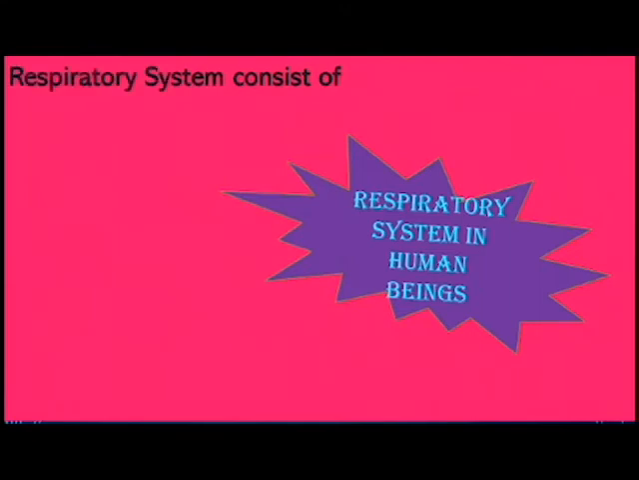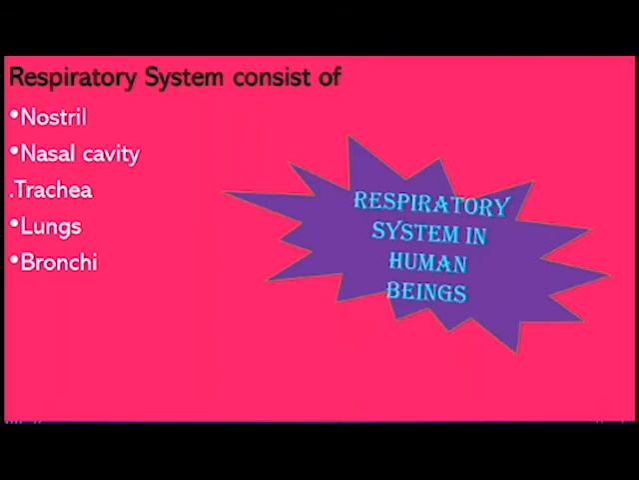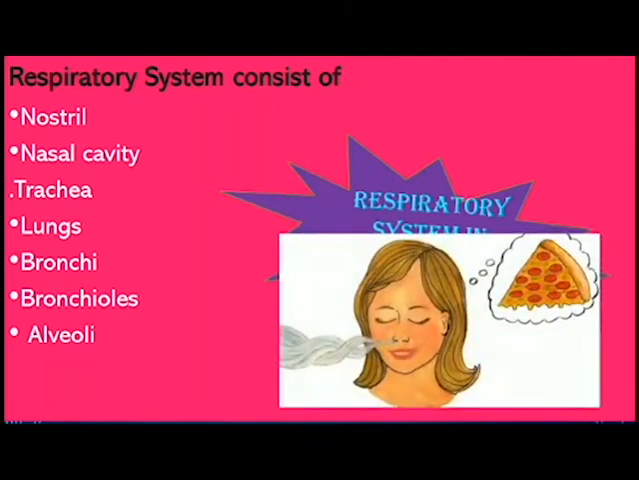The respiratory system consists of nostril, nasal cavity, trachea, lungs, bronchi, bronchiole and alveoli. Now let us discuss them.